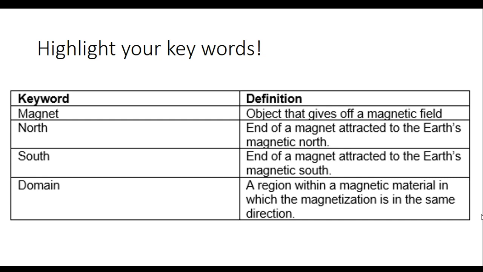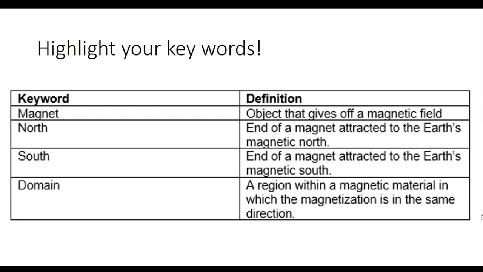Make sure that you highlight your keywords in your booklet, and we will just go through these before the end of the lesson. So a magnet is an object that gives off a magnetic field. North is a pole of a magnet. It's the end of a magnet that is attracted to the Earth's magnetic north, which is why when a magnet settles, it faces north-south. So the North Pole on the magnet should be facing Earth's magnetic north.